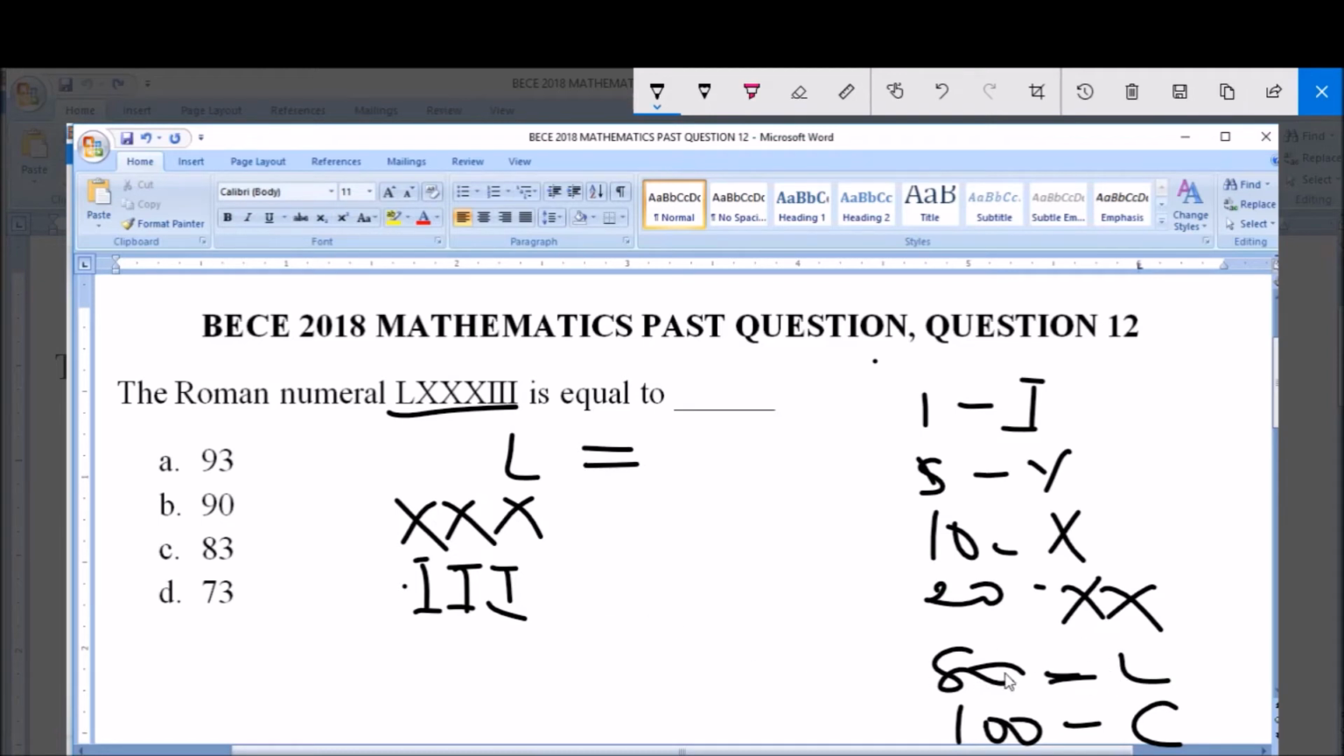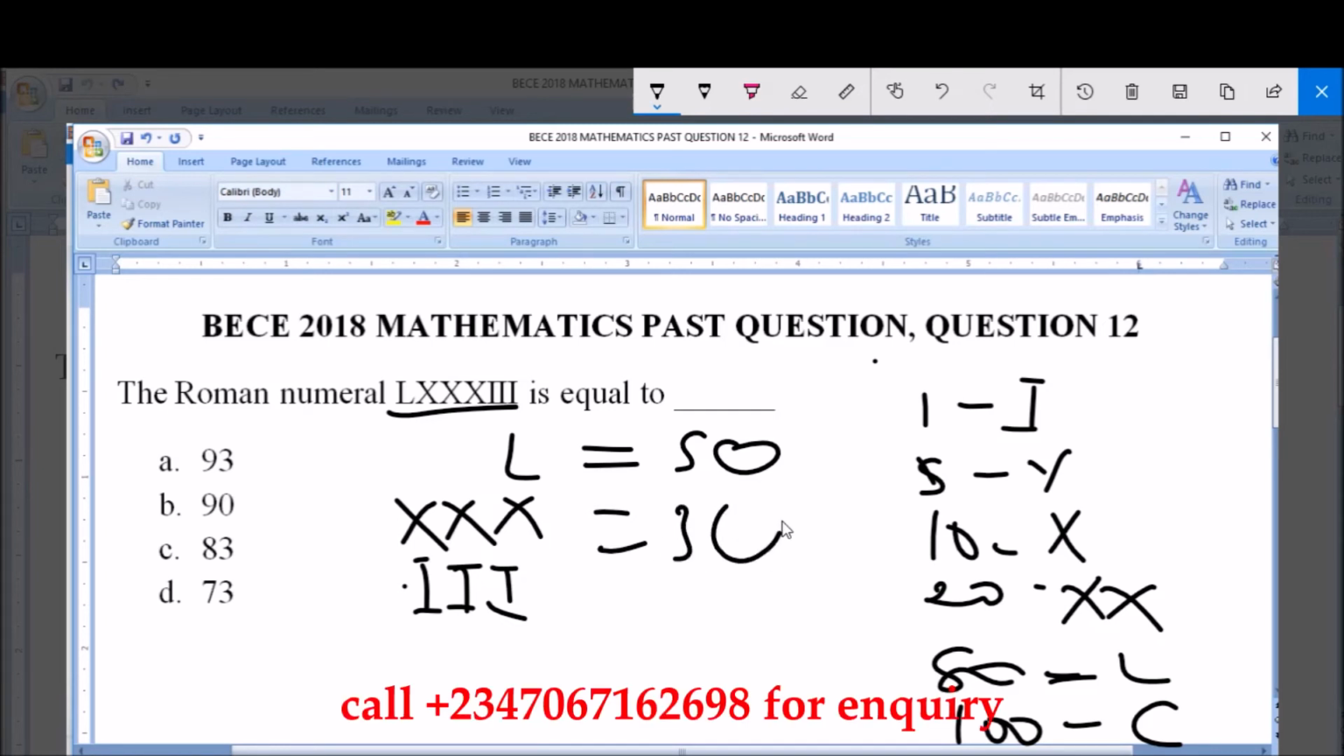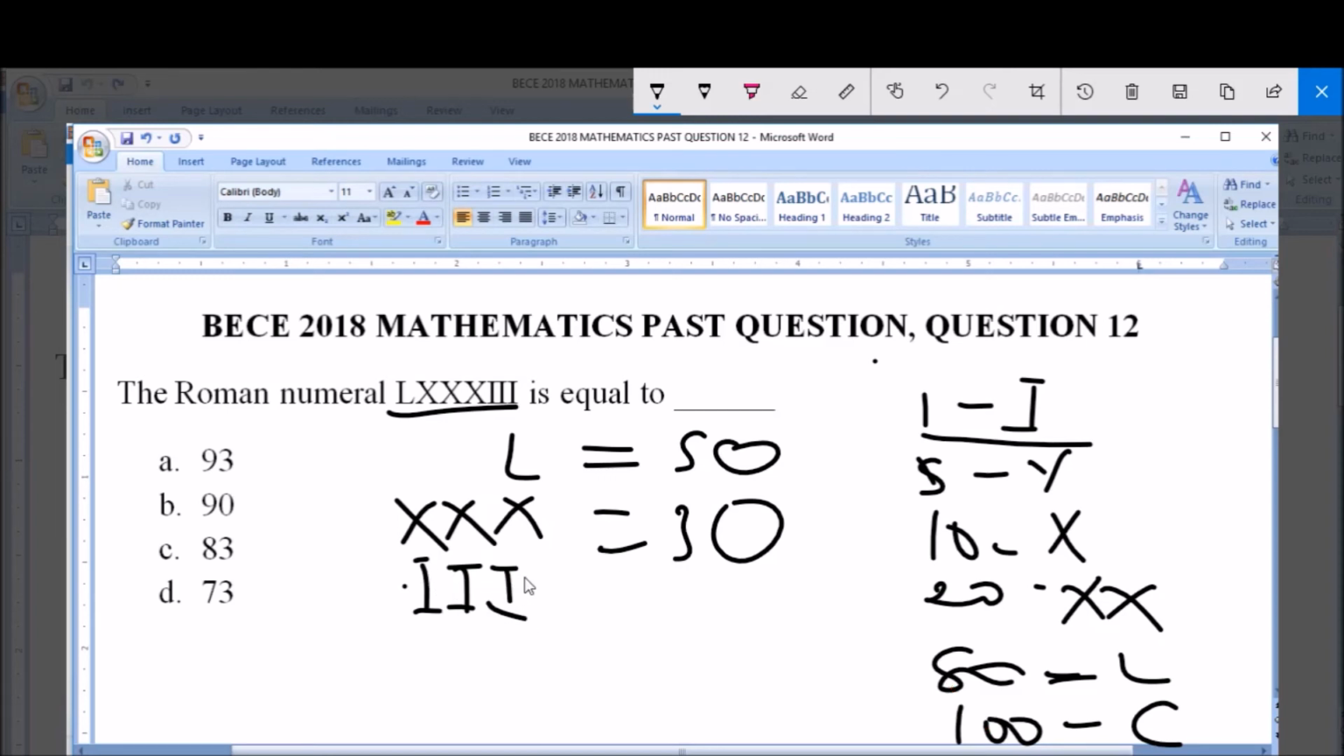Now L here is equal to what? L is 50. In the Roman numeral, L stands for 50. So we have 50. Now X in the Roman numeral stands for what? Stands for 10. And so therefore when you have 3X, that is 3 times 10, then you have 30. Now I in the Roman numeral stands for 1. So therefore you have 3I, it represents 3. So now let's add this up.